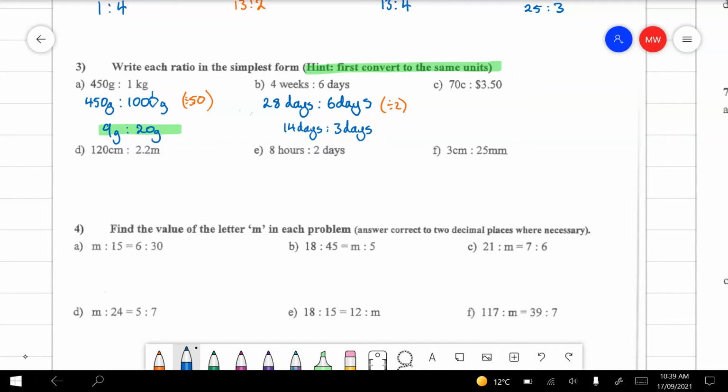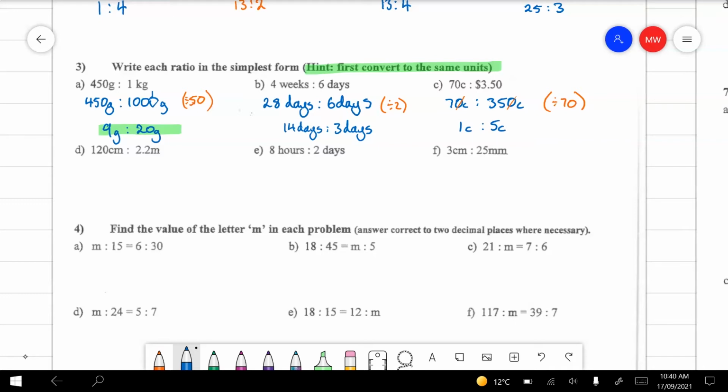Okay, let's keep going. We've got 70 cents and $3.50. Let's change all of this into cents. So we'll go 70 cents to 350 cents. Remember, there's 100 cents in a dollar. And we might divide both of those by 70. Again, you could knock out the tens if you wanted first, and then you could divide by 7. That would work as well. Whichever way works for you in your mind. We've got a ratio of 1 cent, excuse me, to 5 cents.